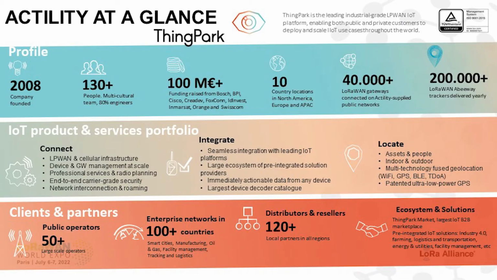Actility is a founding member of the LoRa Alliance with more than 40K gateways powered by ThinkPark and deployed by public LoRaWAN network operators in more than 50 countries. We also deliver enterprise private LoRaWAN networks that are deployed in more than 100 countries. And we also deliver location services through ABWay trackers that are deployed worldwide and delivered with more than 200K units every year. So let's speak quickly about the join server part of today's discussion.